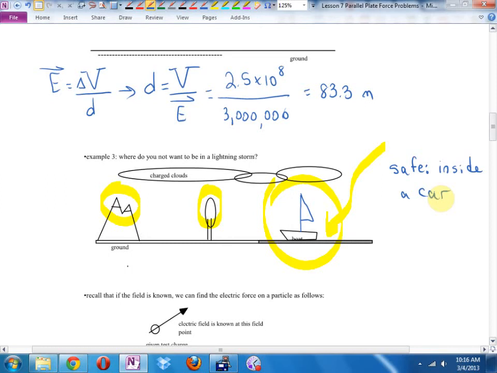Is it the same as that video? Like if you're in a metal cage? It's a Faraday cage, yeah. A car is a Faraday cage. Like charges what?